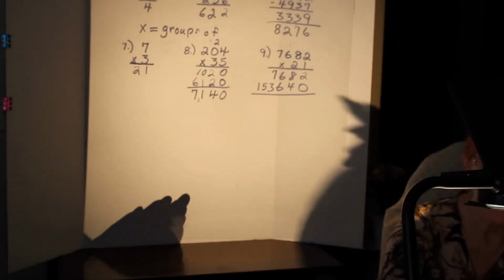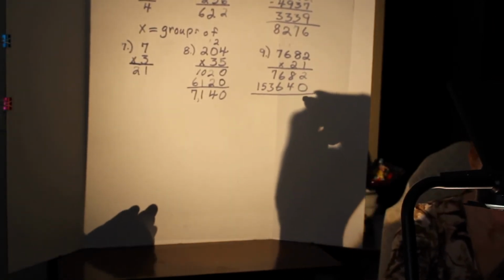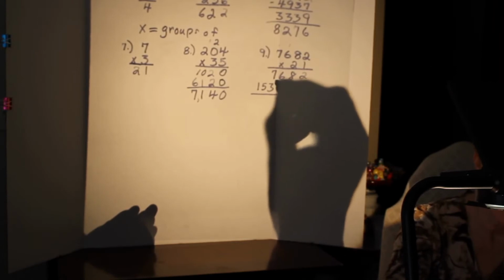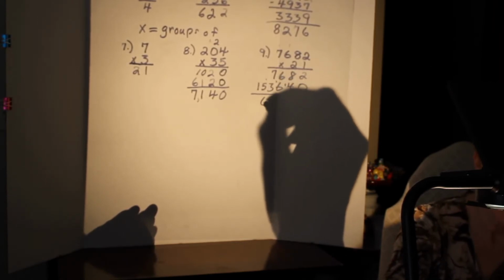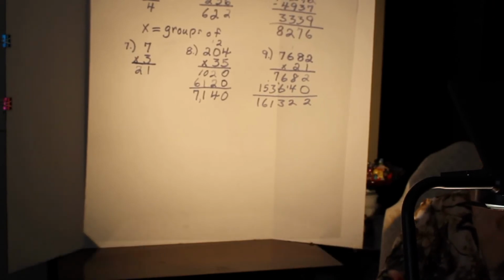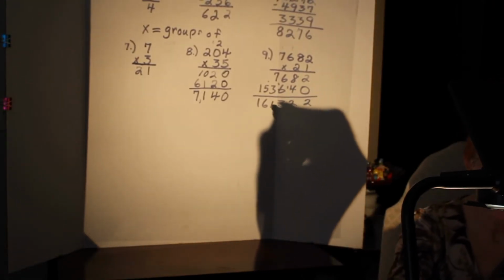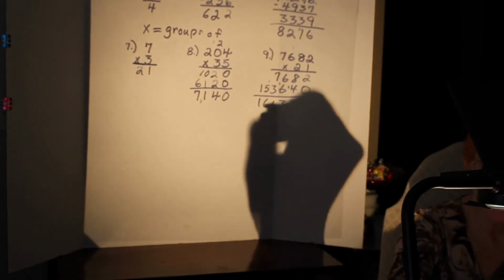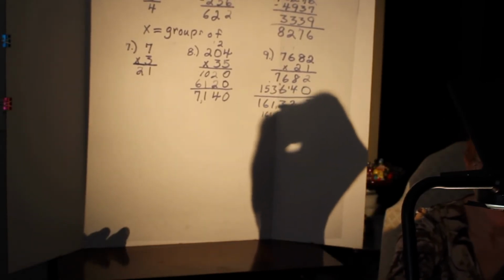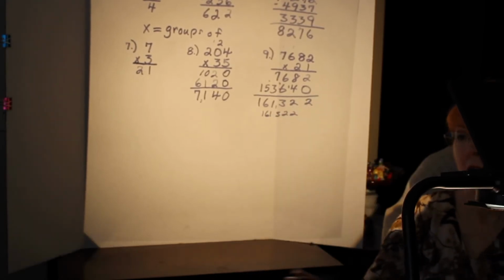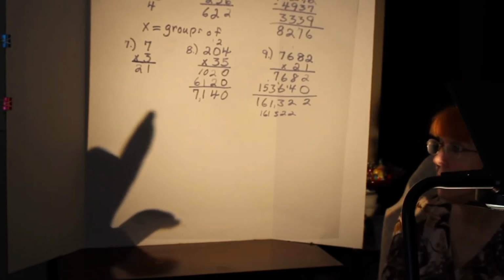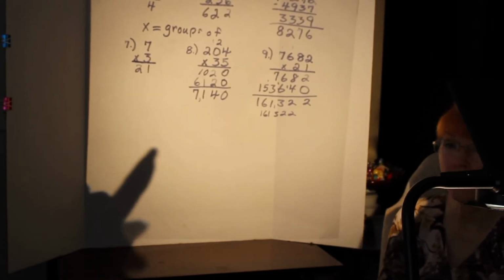So now you're going to add them, and you end up with 2, 12, carry the 1, that's 13. Carry the 1, that's 11, 6, 1. So you end up with, if they're back to putting commas in, sometimes they make you write it 1, 6, 1, a little bit of a space, 3, 2, 2. Whatever.